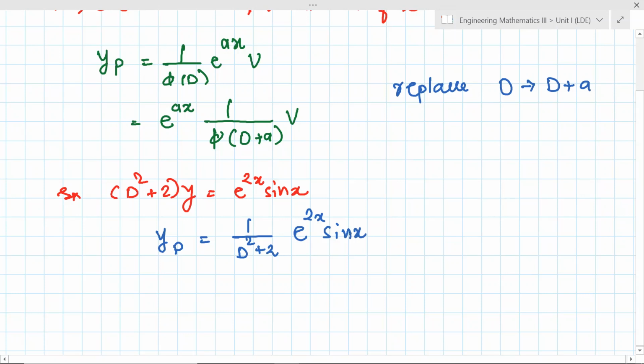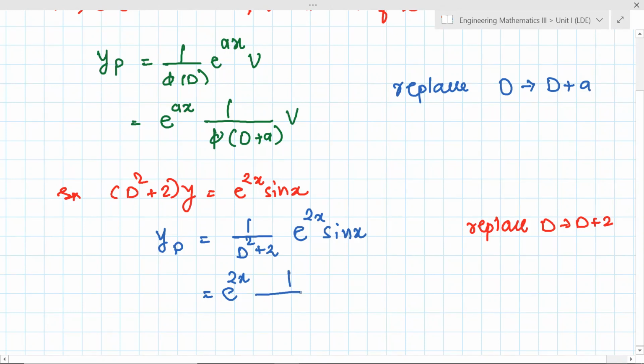What we need to do here is replace this D by D plus 2. What is a here? a is 2. So replace D by D plus 2. See what I get here. This is equal to 1 upon, take this e raised to 2x outside, its work is over. Once you replace D by D plus a, the work of e raised to 2x is over. We are not involving that e raised to 2x in further calculation.